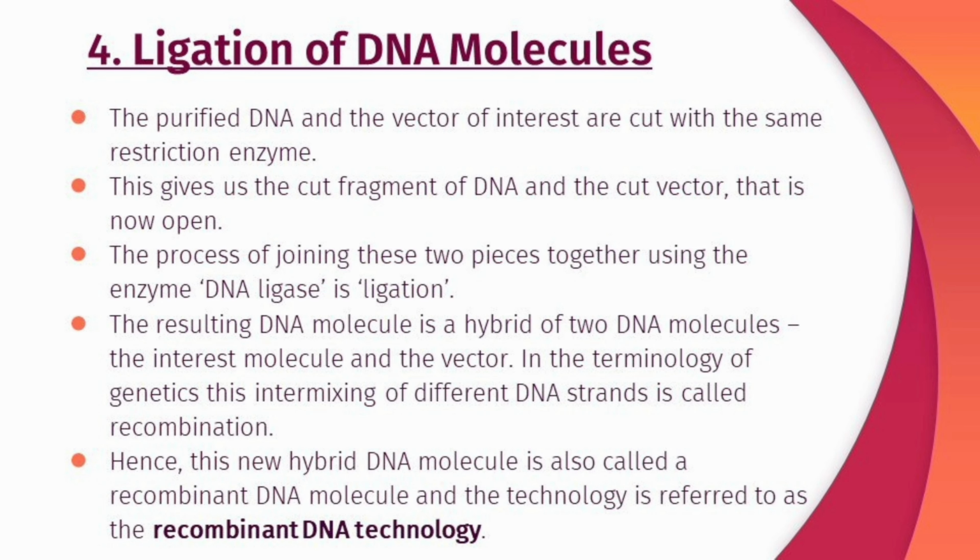The purified DNA and vector of interest are cut with the same restriction enzyme. This gives us cut fragments of DNA and the cut vector that is now open. The process of joining two pieces together using enzyme DNA ligase is called ligation. The resulting DNA molecule is a hybrid of DNA molecules, the molecule of interest and the vector. In the terminology of genetics, this intermixing of different DNA strands is called recombination. Hence, this new hybrid DNA molecule is also called recombinant DNA molecule, and the technology is referred to as recombinant DNA technology.